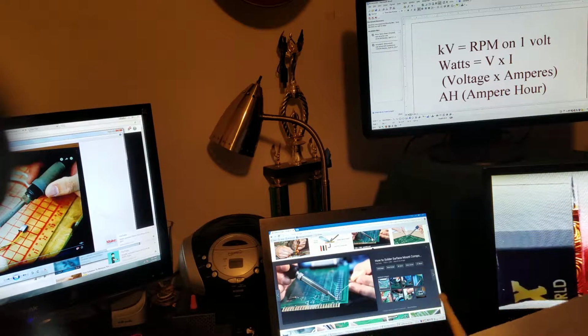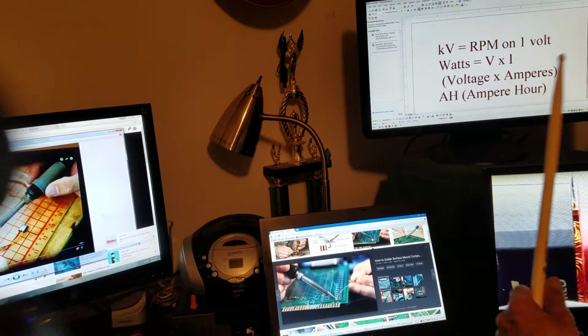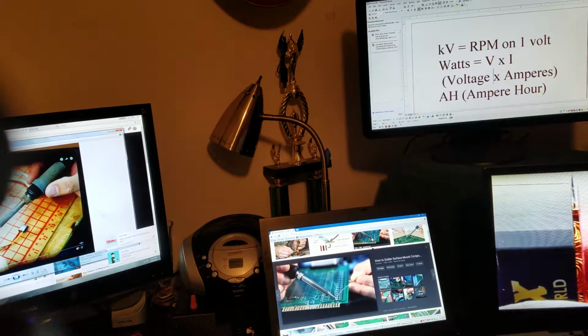here kV means something different. That means RPM, of course, as you know, revolutions per minute. If you give the motor just 1 volt, how many times will it revolve? That is what it signifies over here. So in quadcopters, of course, we have 4 rotors. The speed itself may not help us to lift the weight from the ground.